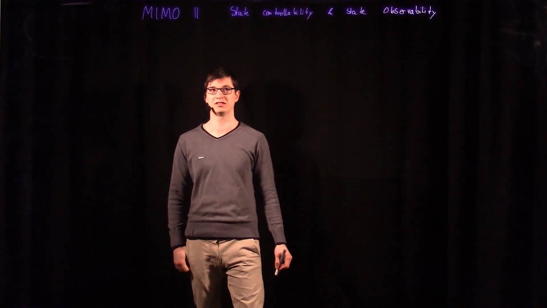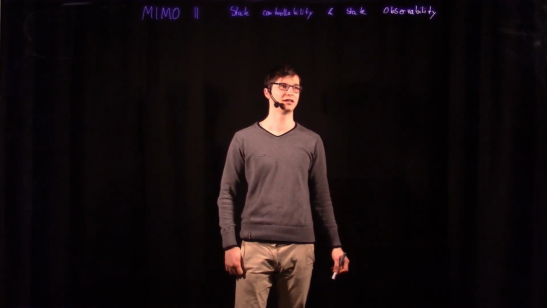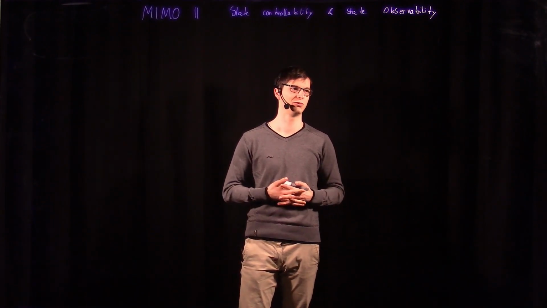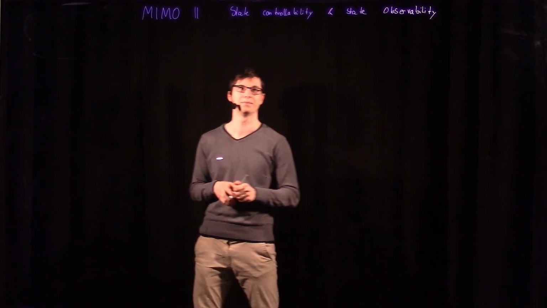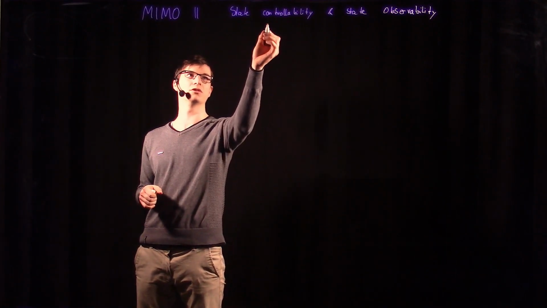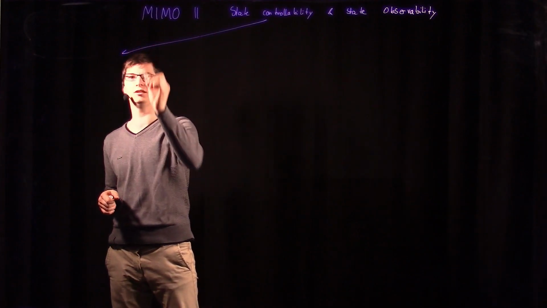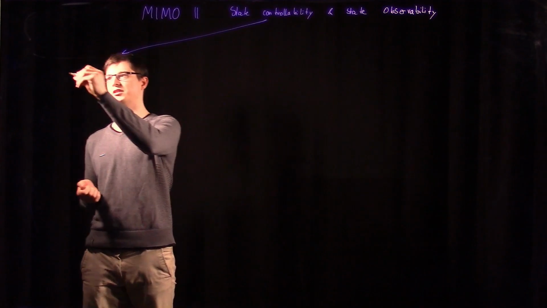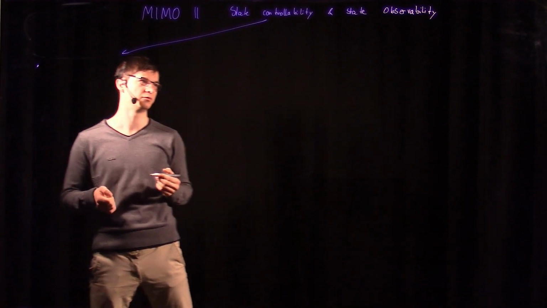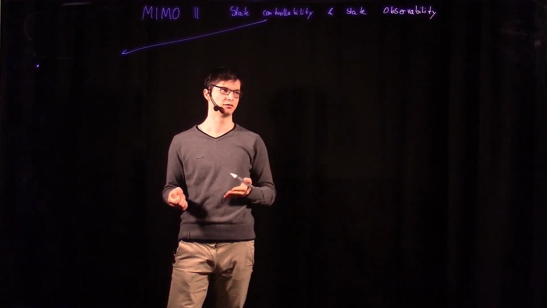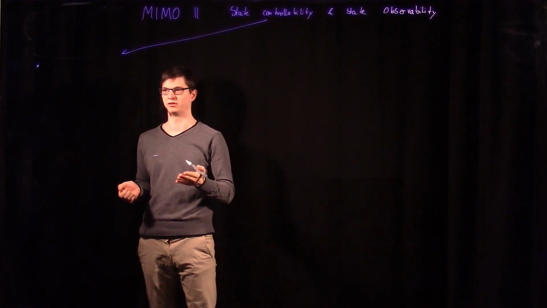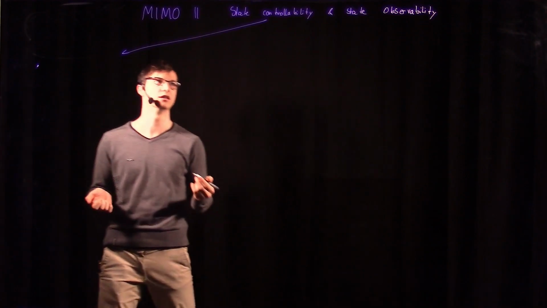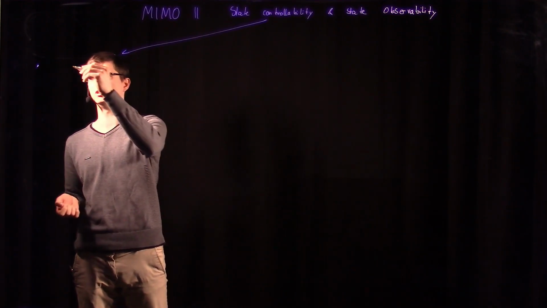In this video we will discuss state controllability and observability, and the first thing we would like to know is what's actually meant by that. We will start with controllability. That means, is it possible to steer a system from a given point to a desired point within a finite amount of time? That should be easy to understand.